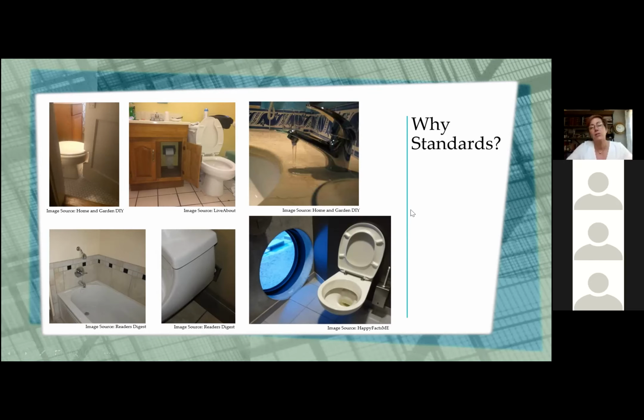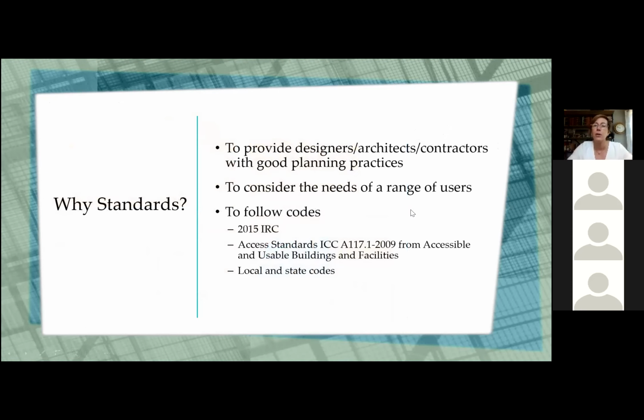So these are some of the reasons why we have standards. We want to provide designers, architects, and contractors with good planning practices. We want to consider the needs of a range of people, and we want to follow codes. Like I said, these follow the 2015 IRC codes, the access standards from ICC, and then paying attention to our local and state codes.